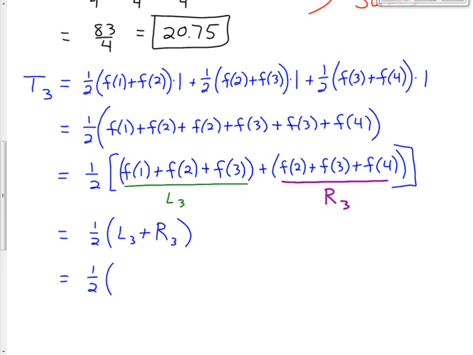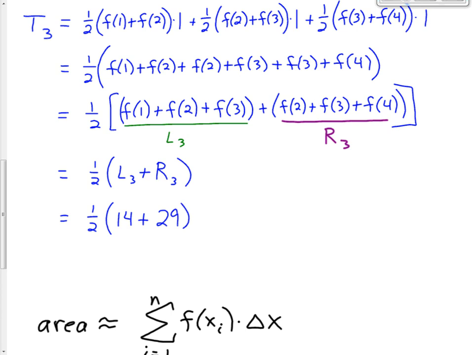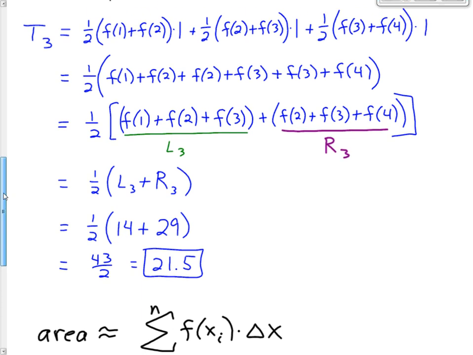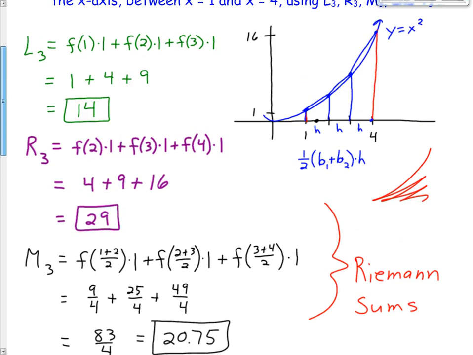And so for L3, we had 14, I believe it was, and for R3 was 29. 29, right? So 43 over 2 for our trapezoidal approximation, which, as a decimal, that would be 21.5, which was close to the midpoint approximation. So there's the 4 most common ways of approximating the area under a curve.